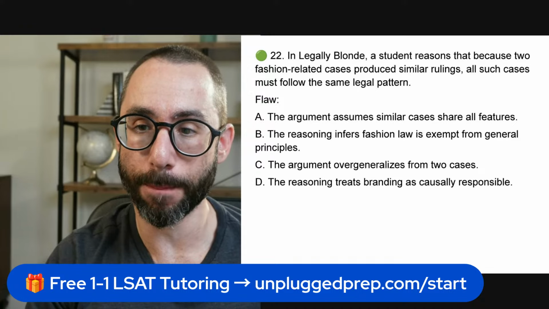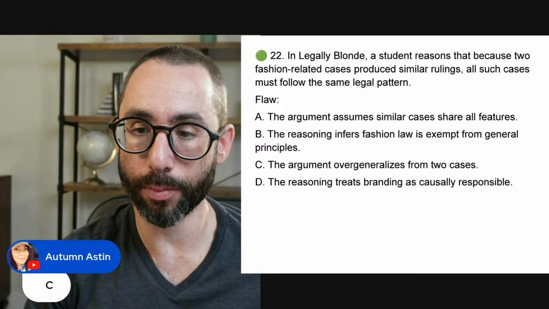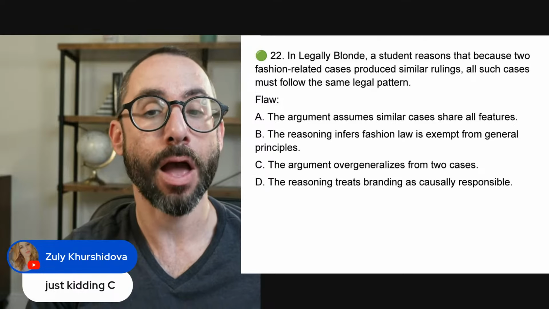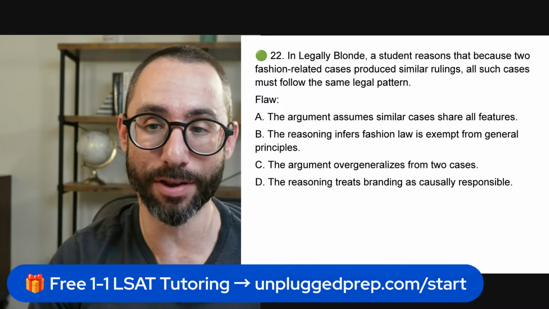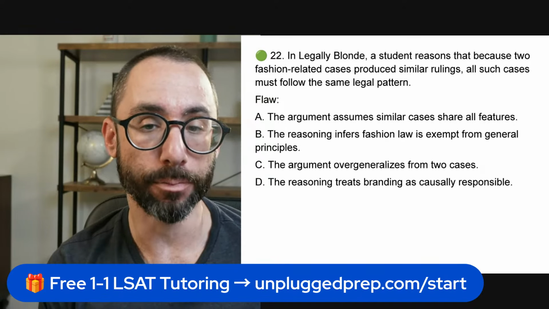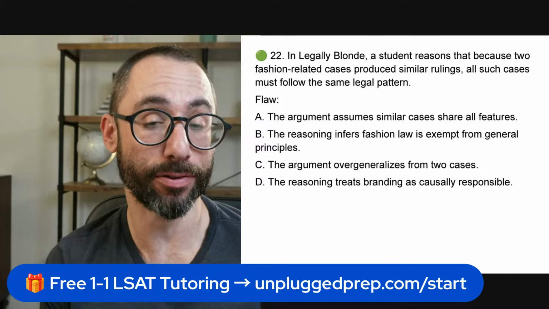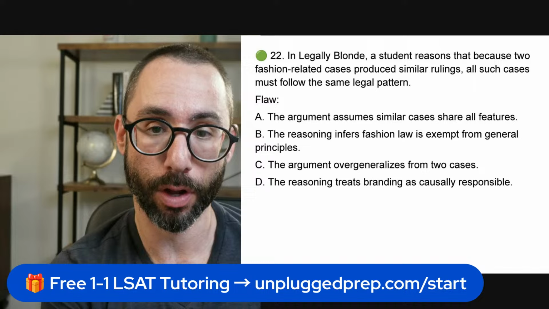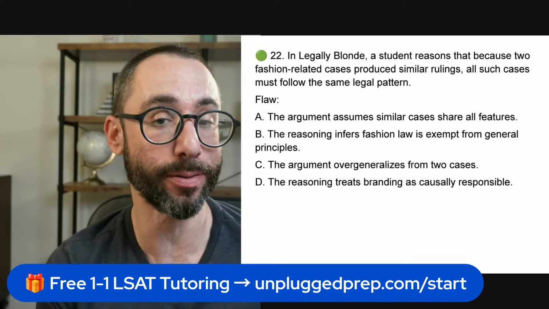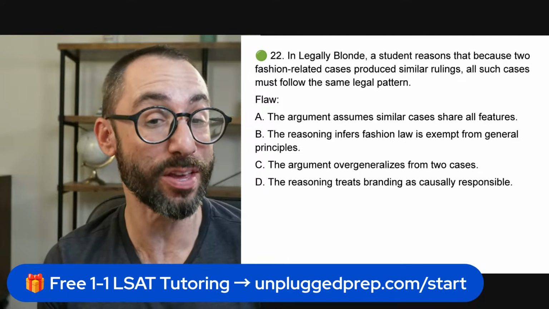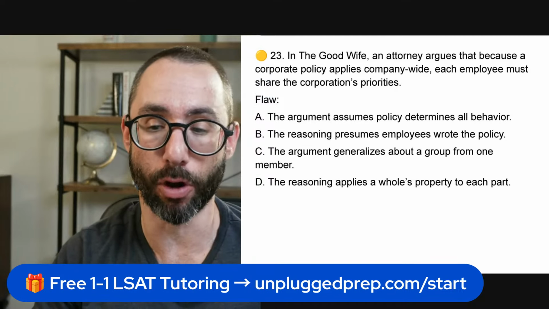And so here we have Anne got C, Nathan, Autumn, Passion, Giovanna, Valentina, Marlo, all saying C. Zuli says C. I know some folks said A and C. For example, Jay said A and C. Dua Akbar said A. And so A is really close, but they're not assuming that any similar case shares all features. They're saying that these two cases produced similar rulings. Therefore, all such cases follow the same legal pattern. So it was the similar rulings, not that they were similar cases. And these were both fashion related specifically. So we're talking about these two particular ones and then overgeneralizing based on them.